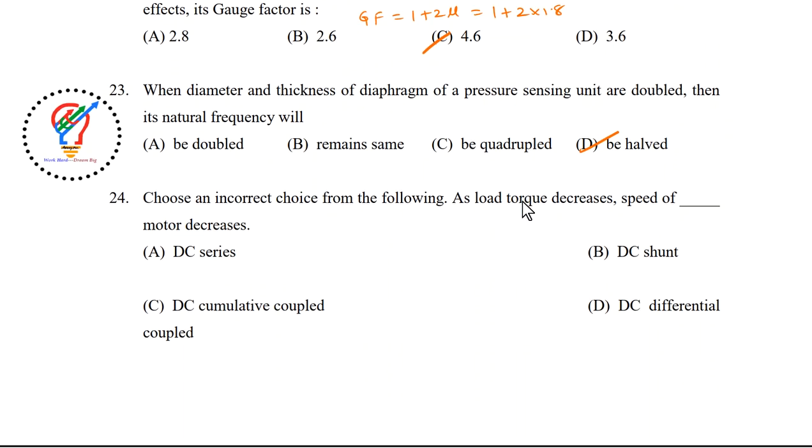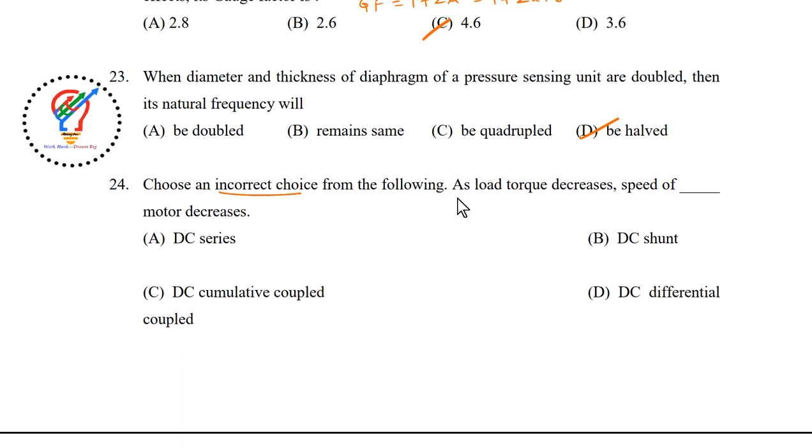Next one. Choose the incorrect choice from the following. As the load torque increases, the speed of the DC series motor decreases. As the load torque increases, the speed of the DC shunt motor decreases. As the load torque increases, the speed of the DC cumulative compound motor decreases. But in the DC differential compound motor, as the load torque increases, the speed of the motor increases. So this is the incorrect statement here, the differential compound motor. Next one.